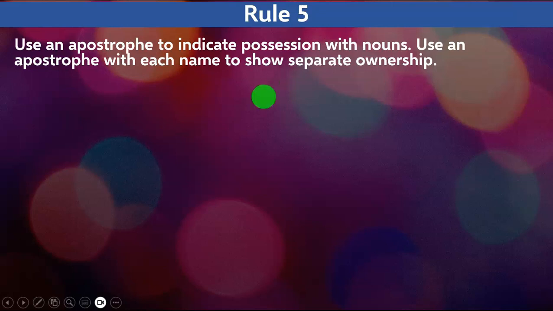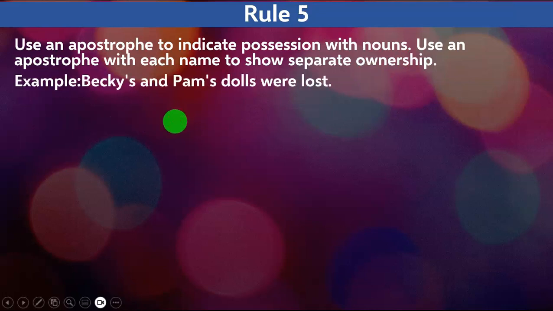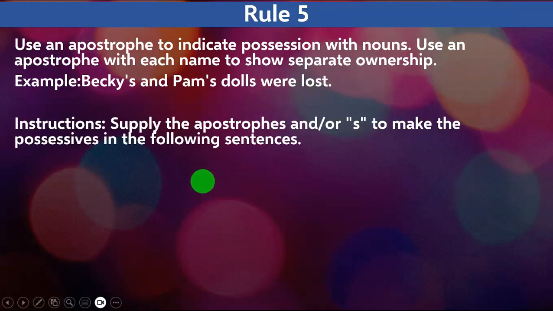Earlier we talked about an apostrophe only with the second name. But if you want to talk about separate ownership, you have to use an apostrophe with each name. Example, Becky's and Pam's dolls were lost. You have the apostrophe with the S in both because we are talking of separate ownership. Okay, now let's look at the quiz for rule number 5.